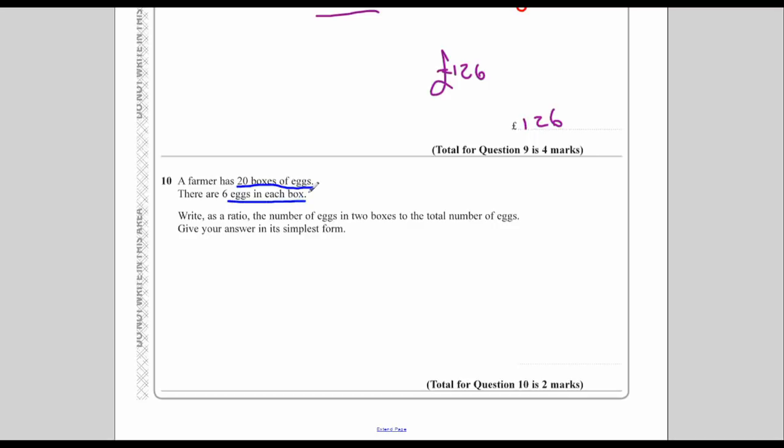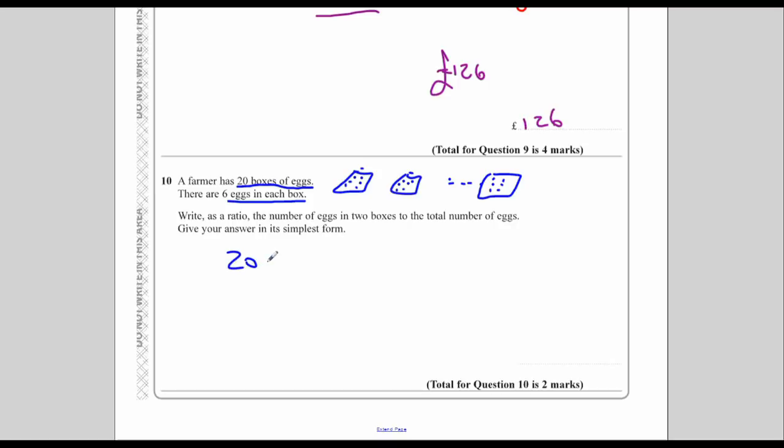So imagine all the boxes. I'm not going to draw 20 out. Okay, imagine there's 20 of them. And you've got 6 eggs in each. You know how they're laid out. You might have seen them in a supermarket. So, it's 6 times 20.